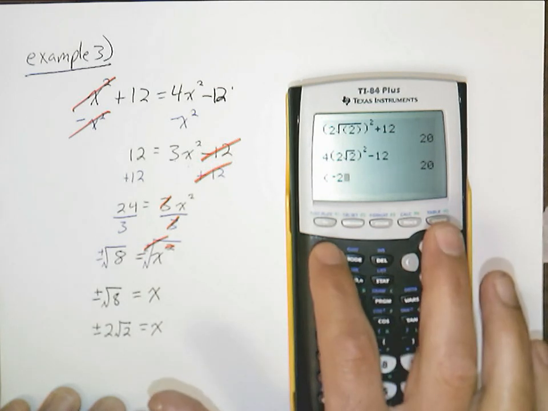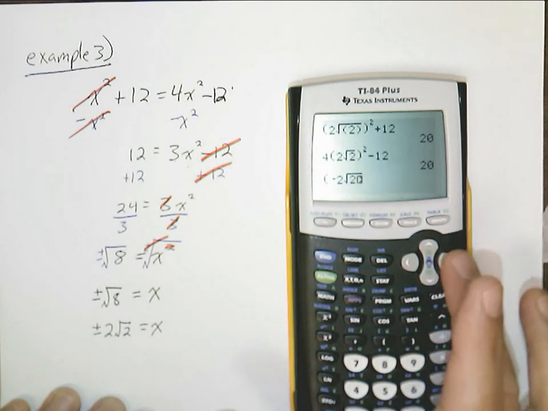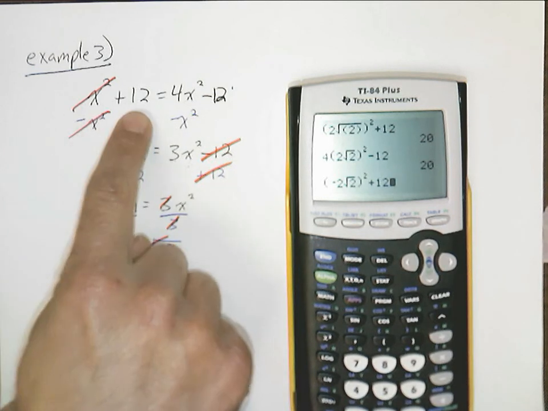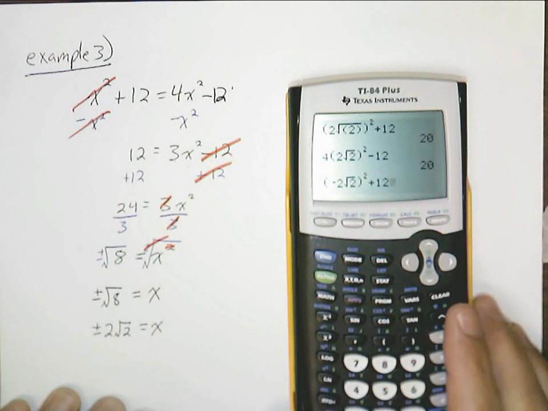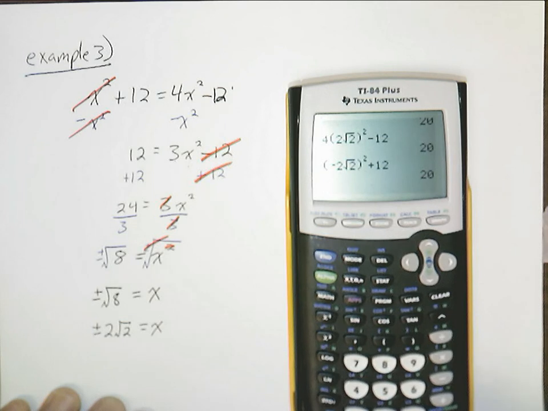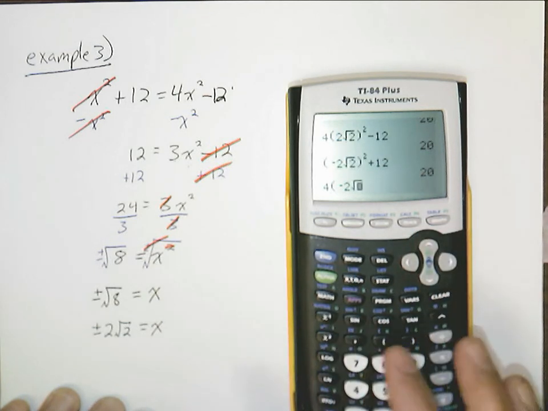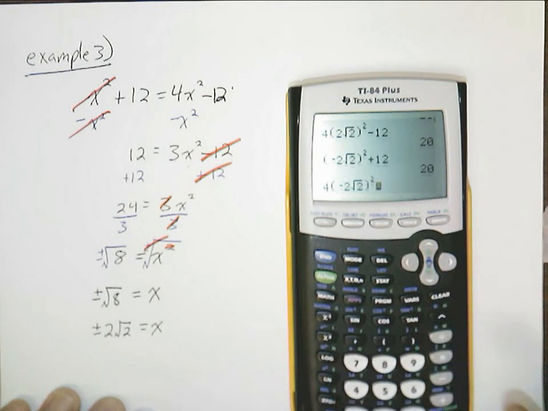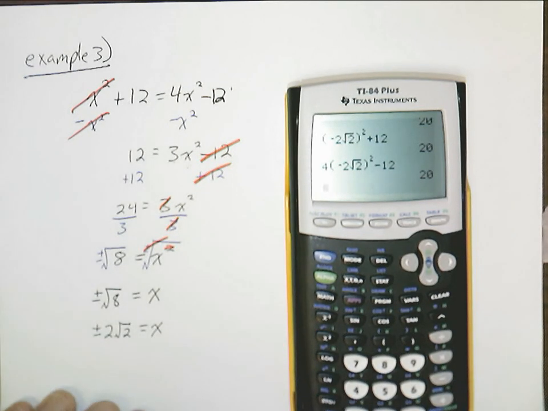We can try this with the negative as well. Negative 2 times the square root of 2, squared, plus 12. That's the left-hand side with the negative 2 root 2 plugged in. That also gives us 20. And then the right-hand side, 4 times the negative 2 square root of 2, squared, minus 12, also 20. So both of those solutions work.